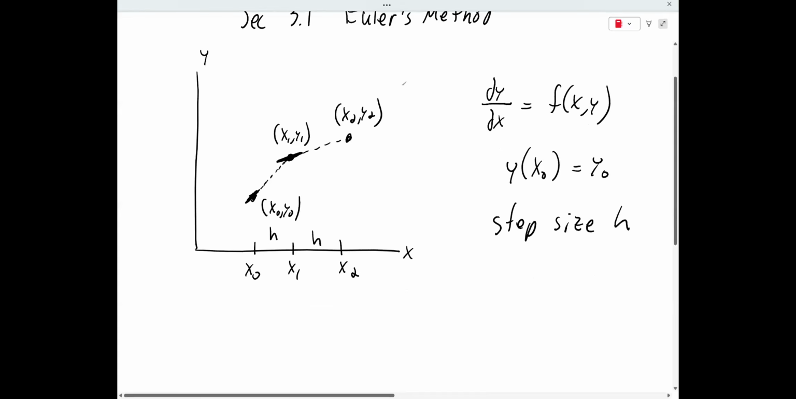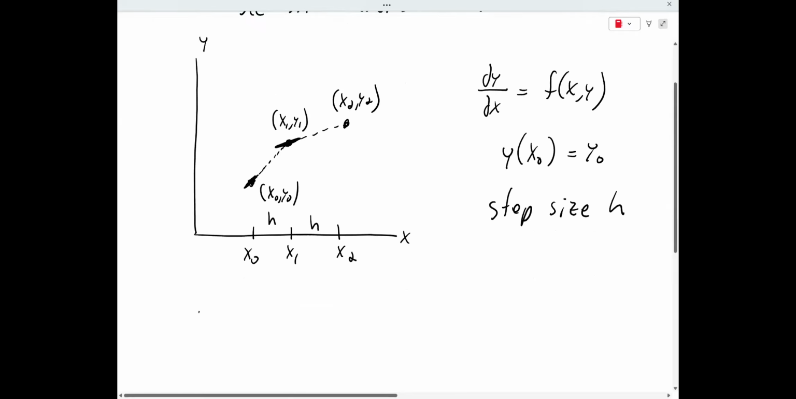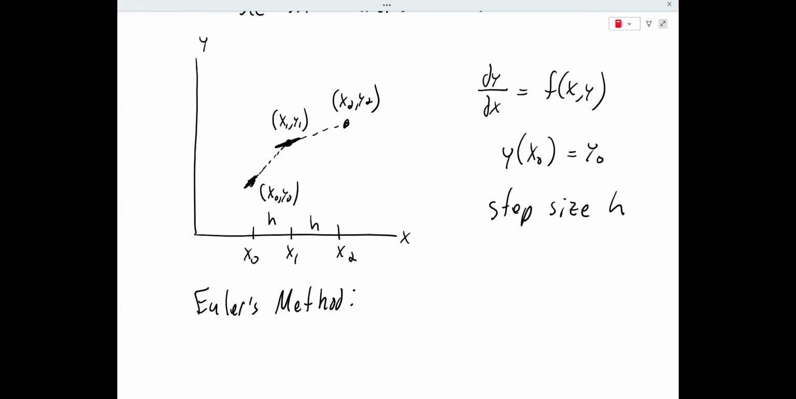Okay, so basically here it's like an algorithm. Here's what it is then. So this is Euler's method. It goes like this.